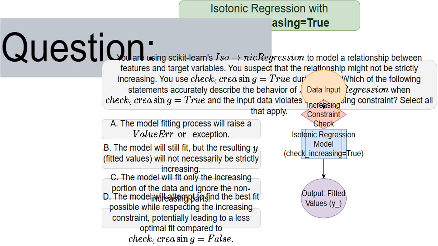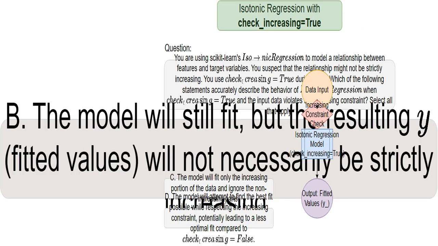I'm explaining why this statement is incorrect. Scikit-learn's isotonic regression, even with check_increasing equals true, doesn't throw an error if the data isn't perfectly increasing. It tries its best to fit the data while still following the non-decreasing rule. This is correct. The model aims for a non-decreasing fit, but it can't guarantee a strictly increasing one because it must accommodate all data points within the non-decreasing limitation. Some fitted values might be the same to stay non-decreasing.